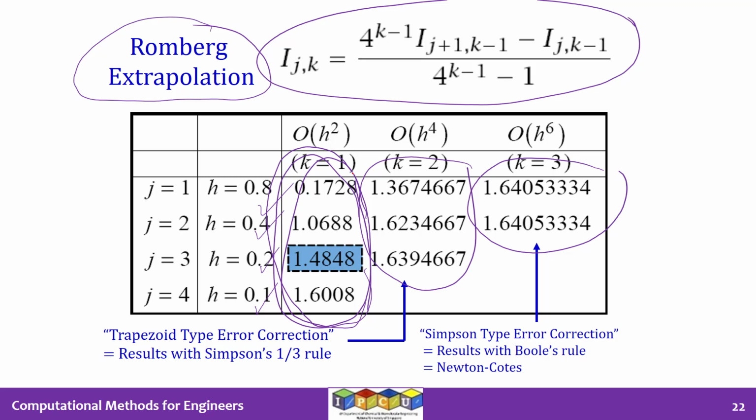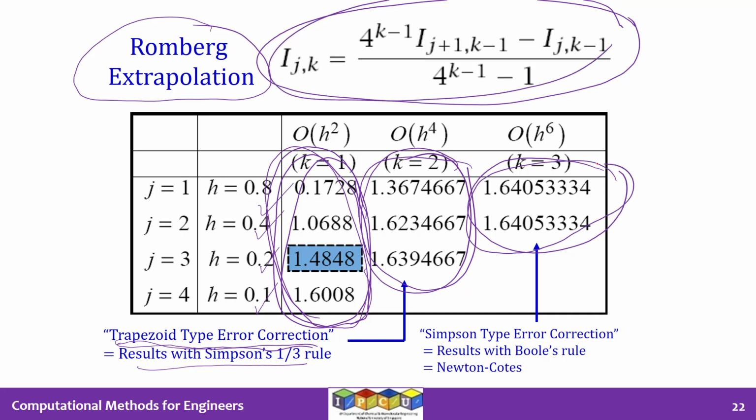So if you take the results from the trapezoid rule and you correct it, you get trapezoid-type error correction leading to the results of Simpson's one-third rule. If you take the results from Simpson's rule and apply this formula, you can generate the results from Boole's rule. So you are taking the results of Simpson's rule and applying an error correction. You get the results of Boole's rule.